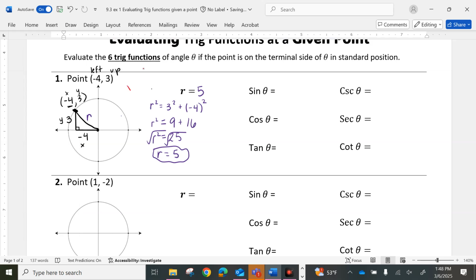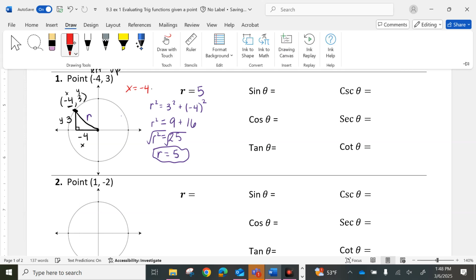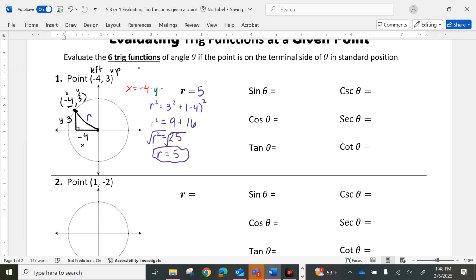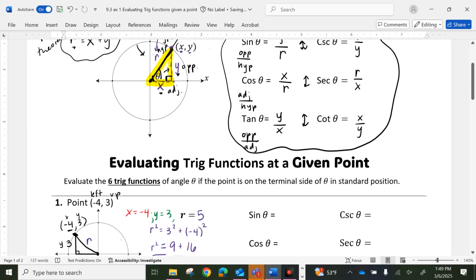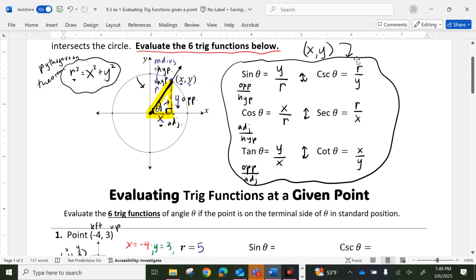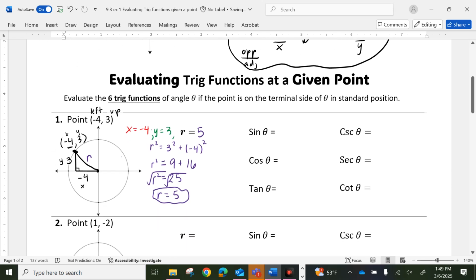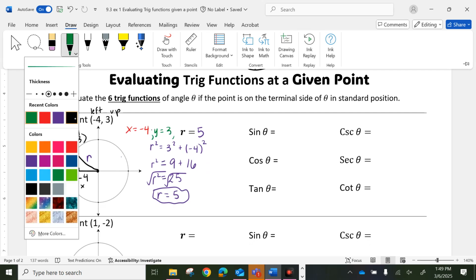So I have my r, I have my x, that's -4, and I have my y, which is +3. And so I have x, I have r, I have y. If I scroll back up and look at my little formula for writing my trig functions, I have everything I need. I have an x, a y, and an r. And so now I'll just go ahead and write my trig functions. And then I'm done.